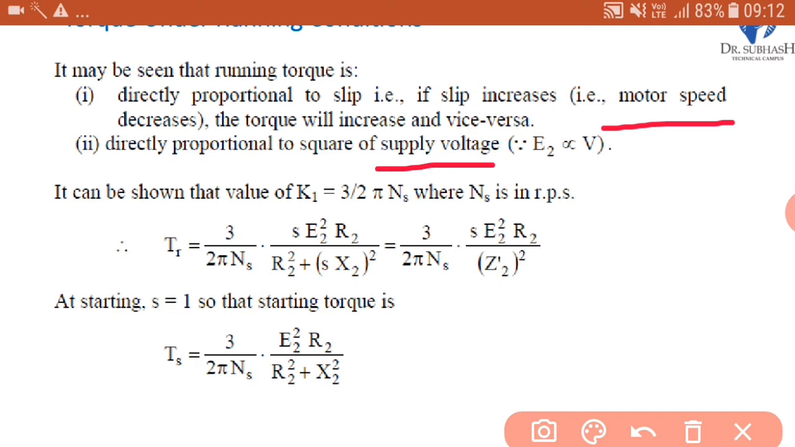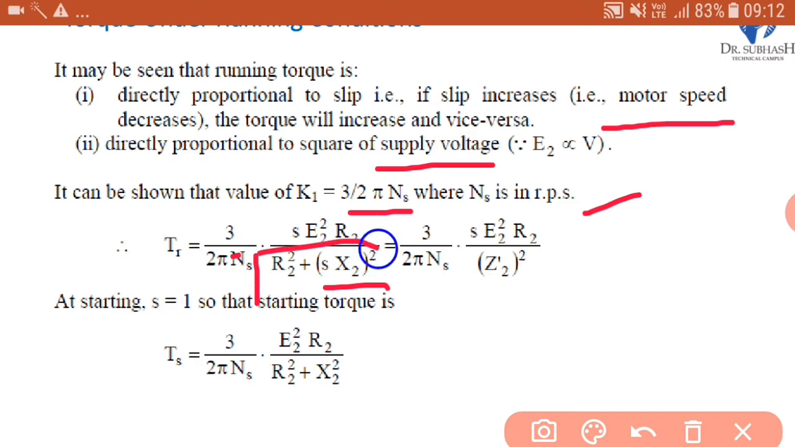So it can be shown that the value of K1 is equal to 3 upon 2 pi ns, where ns is in revolutions per second. Therefore, putting the value of K1, TR is equal to 3 upon 2 pi ns into S into E2 square into R2 upon R2 square plus SX2 square. And it is equal to 3 upon 2 pi ns into S into E2 square into R2 upon Z2 dash square.